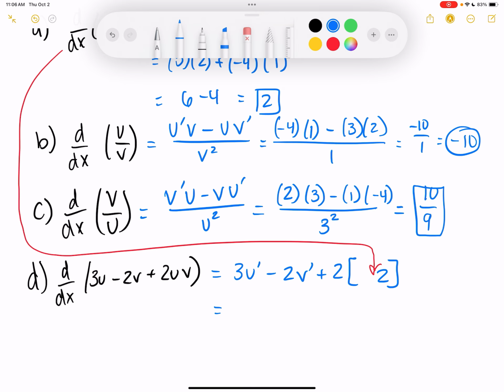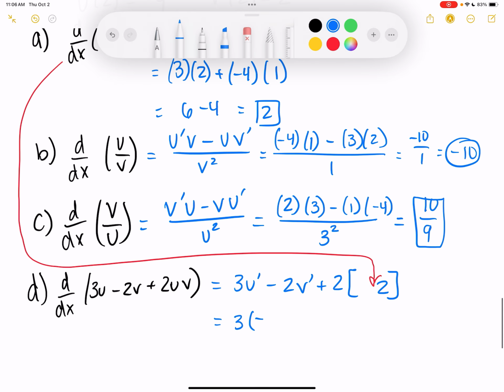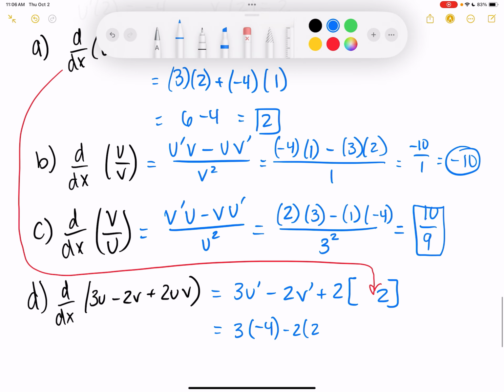So this is 3 times negative 4 minus 2 times 2, plus 2 times 2 is 4, so plus 4. So negative 12 minus 4 plus 4, so negative 12. These ones are much nicer.